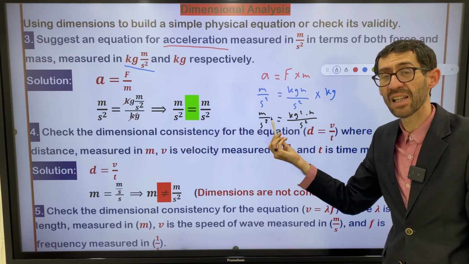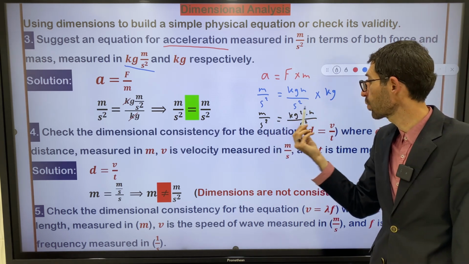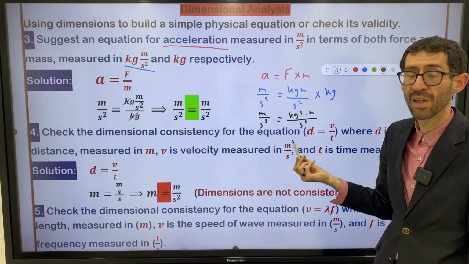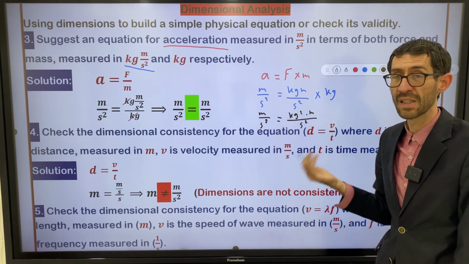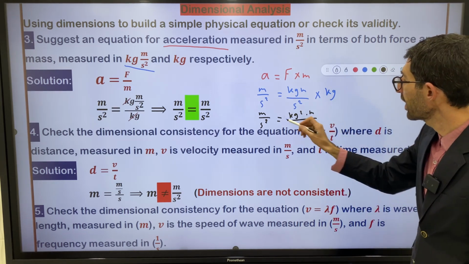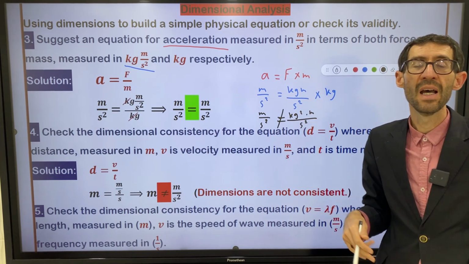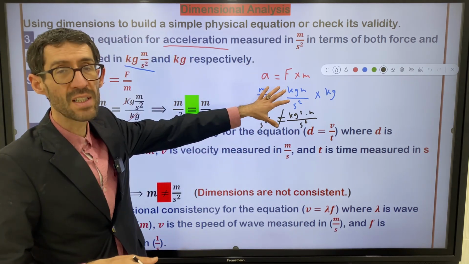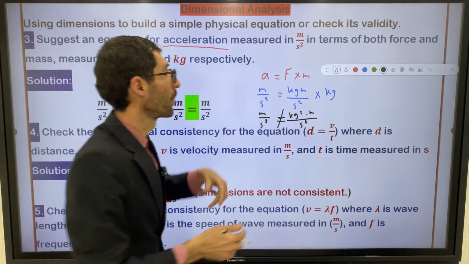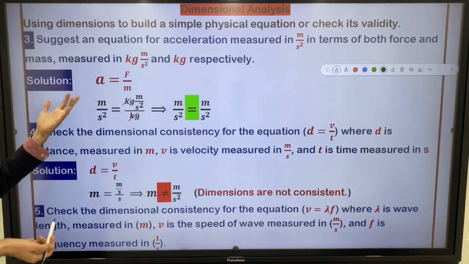So can I say the left part balances the right part? Can I say the left part is equal to the right part? Of course not. They are completely two different units. So in this situation, the equation is not valid. Why? Because the left part does not coincide with the right part. My trial is wrong. So I have to look for another trial.